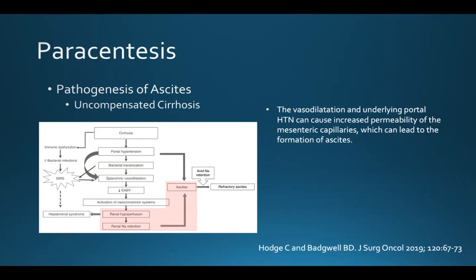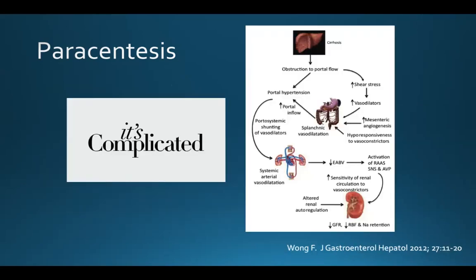The vasodilatation and underlying portal hypertension can cause increased permeability of the mesenteric capillaries, which can then lead to the formation of ascites. Another effect caused by the activation of the renin, angiotensin, and aldosterone system is sodium retention, which can also contribute to the development of ascites. So the bottom line here is that the mechanism for ascites formation in compensated and uncompensated cirrhosis is complicated.